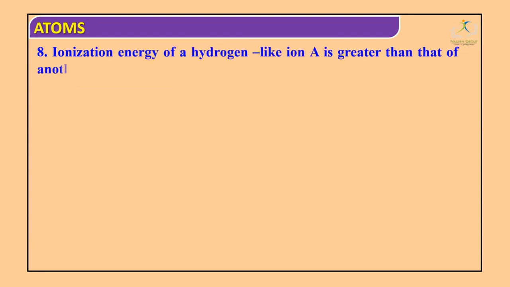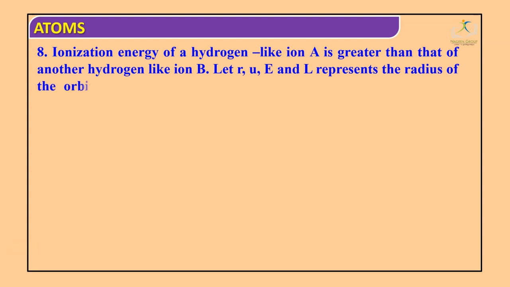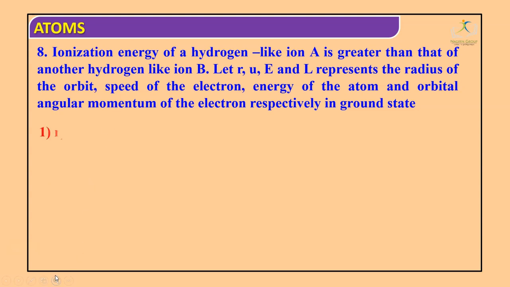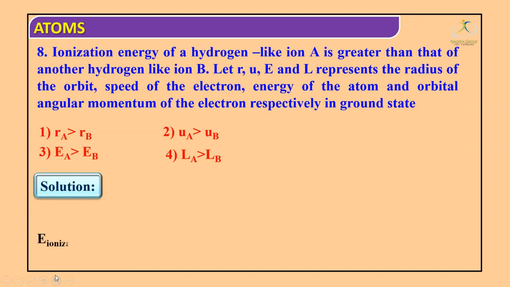Next is: ionization energy of a hydrogen-like ion A is greater than that of another hydrogen-like ion B. Let small r, u, E and L represent the radius of the orbit, the speed of the electron, energy of the atom and orbital angular momentum of the electron respectively in the ground state. Options are: Ra is greater than Rb, Ua is greater than Ub, Ea is greater than Eb, or La is greater than Lb. Let's move with the solution part, students.